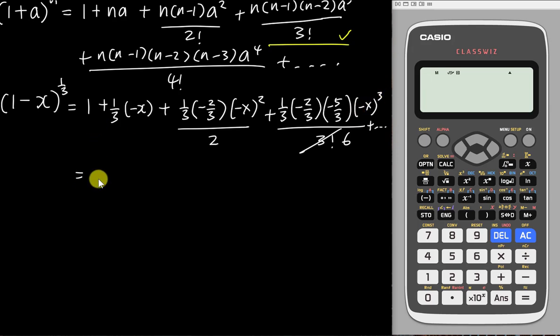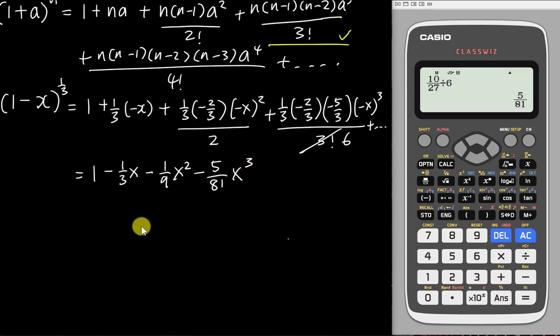Then we simplify this. This is 1 minus 1 over 3 x. The first term is very easy. This one we need to solve some numbers. This one should be 2 over 9 divided by 2 again, and you can use a calculator, so it should be minus 1 over 9 x squared. Then this one will be 10 over 27, divided by 6 again. Because of negative x power of 3, we still have the minus here. Negative, negative is positive, but here we have one more negative, so it will be minus 5 over 81 x power of 3.